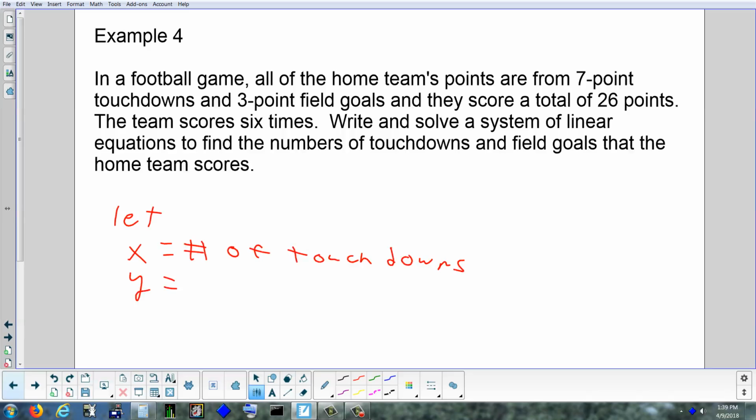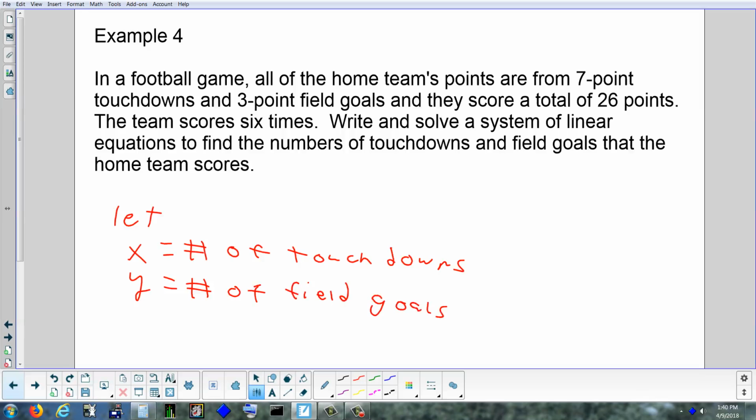Now, what could Y be? Something else we don't know that they're asking us to find. Field goals. Number of field goals. Not what a field goal is worth. We already know what it's worth, 3 points. It's how many did they get. Number of field goals.